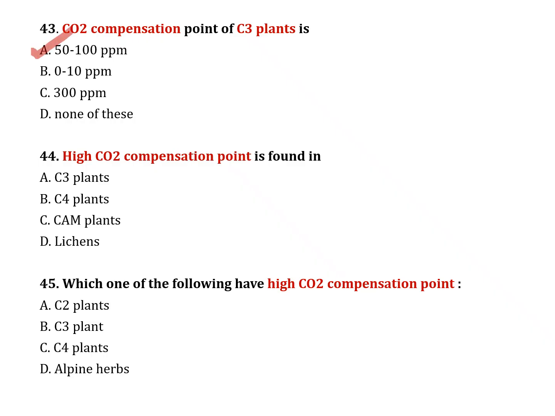The next question, number 44. High carbon dioxide compensation point is found in: option A, C3 plant; option B, C4 plant; option C, CAM plant; option D, lichen. Correct answer is option A, C3 plant.